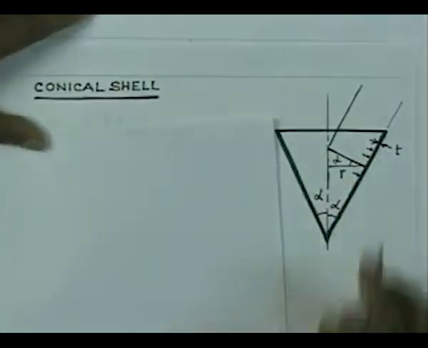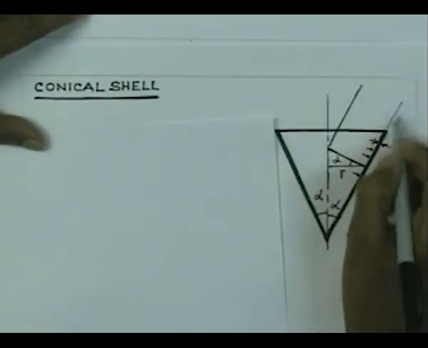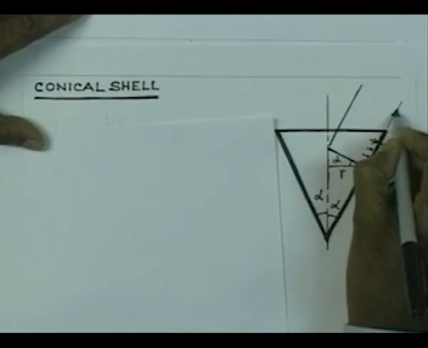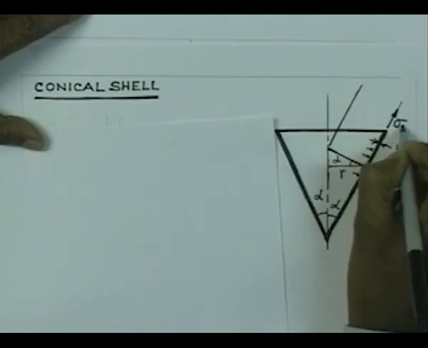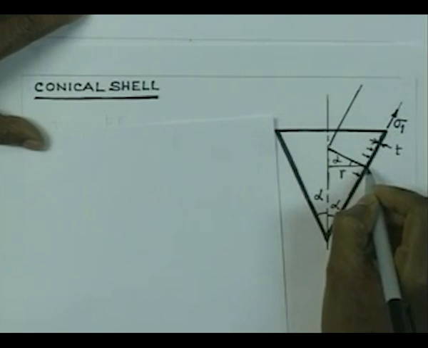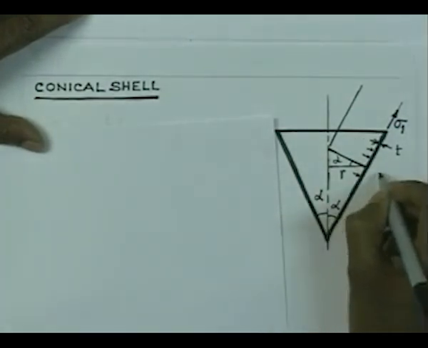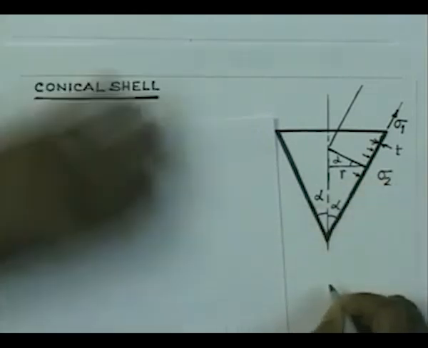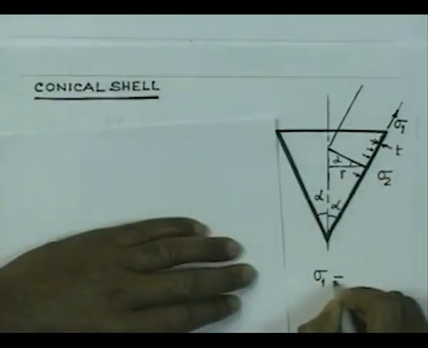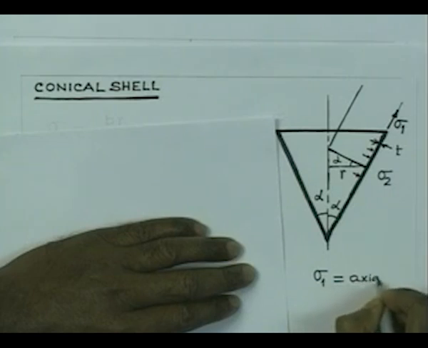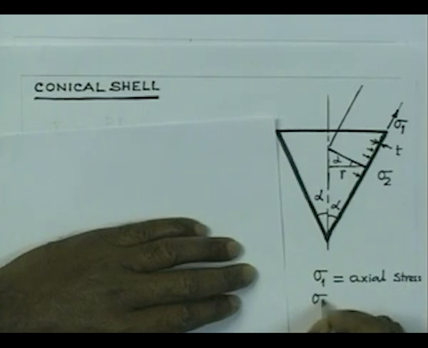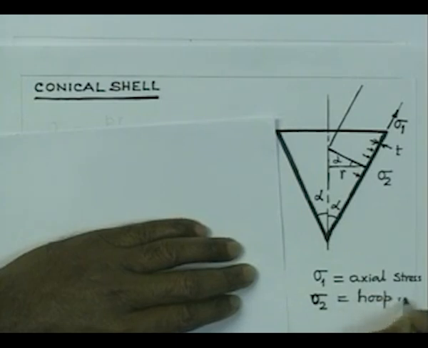So, if that is the case, then we can calculate the axial stress which is going to act in this direction. We will represent the axial stress by sigma 1, and the hoop stress which is going to act in the circumferential direction by sigma 2. So, let us write that sigma 1 is axial stress and sigma 2 is hoop stress or circumferential stress.